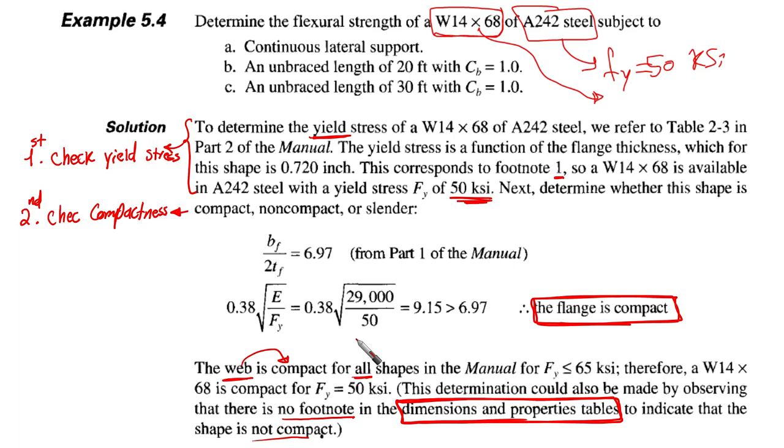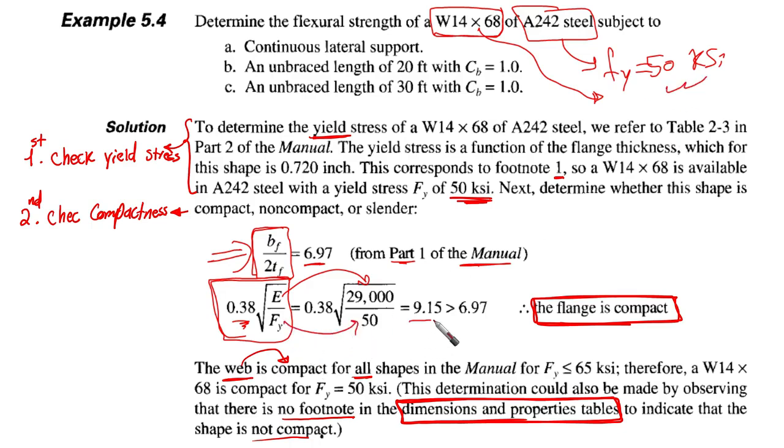For the flange, b_f over 2t_f is going to be 6.97 from Part 1 of the manual, dimensions and properties table. Please stop the video and check this by yourself. Then the upper limit for a compact section is 0.38 radical of E over F_y, right? If we know E for the steel is 29,000 ksi and F_y is 50, already we have taken it before, we have 9.15, which is larger than 6.97. This means that our flange is compact.